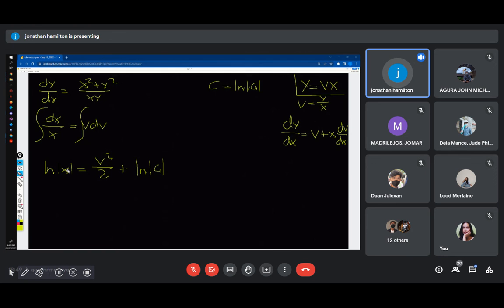So what can we do with this equation? We can do two things. For simplicity, we could transpose. Right, so there are two things we can do. We can transpose ln of c to the other side. So we could say ln of x minus ln of c is equal to v squared over 2.